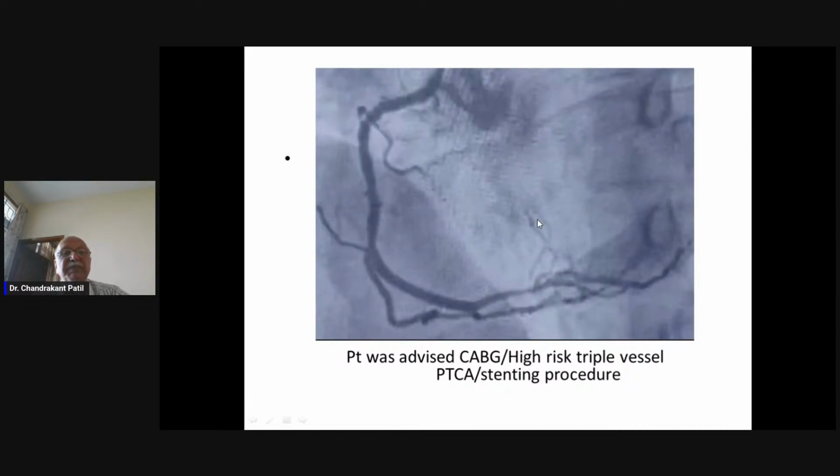Because of the triple vessel disease, of course, even though he is young, he may require 3 to 4 stents. Repeat procedures are more common with stents, and restenosis is also a little more common. Hence he was advised bypass surgery as a first option, or a high risk triple vessel PTCA stenting procedure.